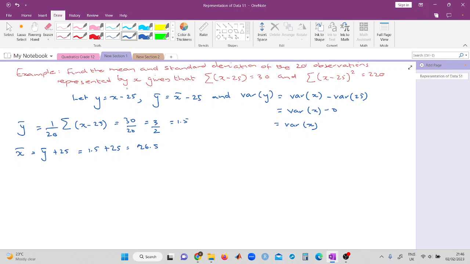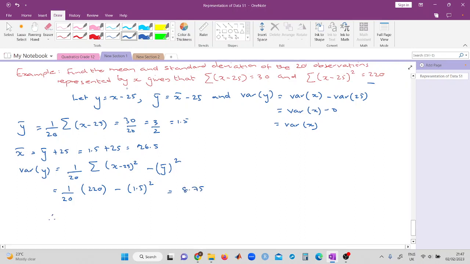Now, how do I proceed? Is it removal of y, variance of y? This will be equal to 1 over 20, the summation of x minus 25 to the square minus y bar square, qui me donne 1 sur 20, summation of x minus 25, ça c'est 220, retirer, I already have y bar to the square. Donc ça allait faire 8.75. À ce terme, on connaît que variance of y will be equal to variance of x. BVG, il y a aussi 8.75.